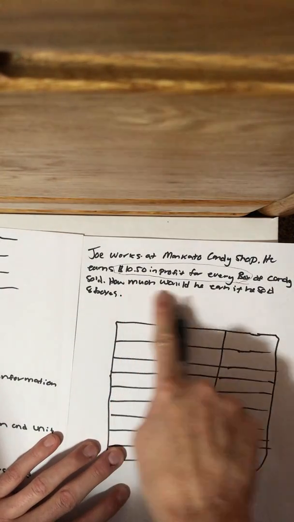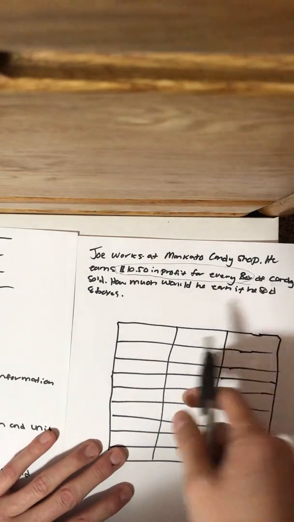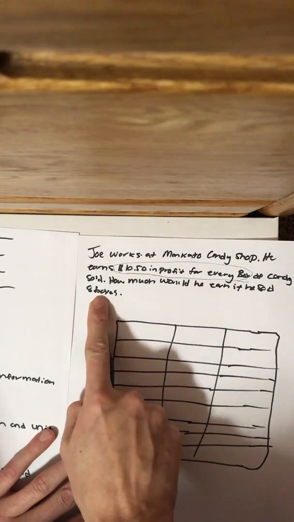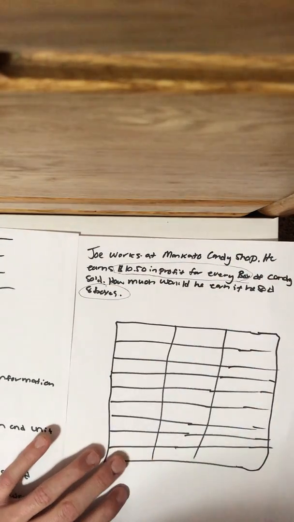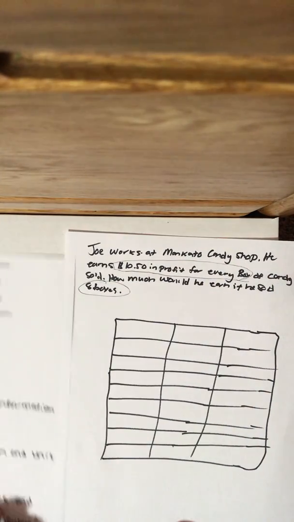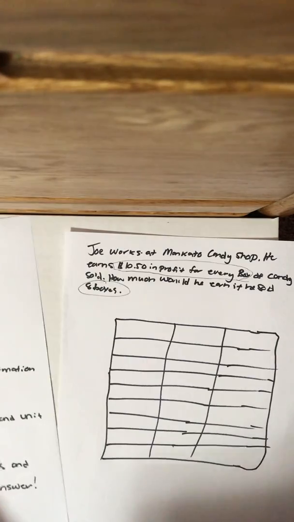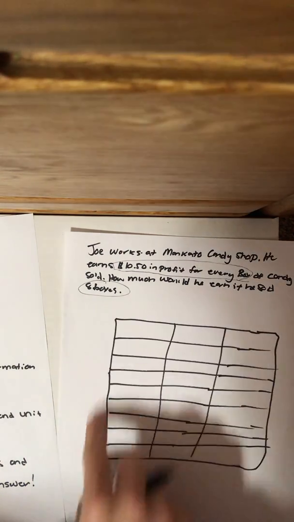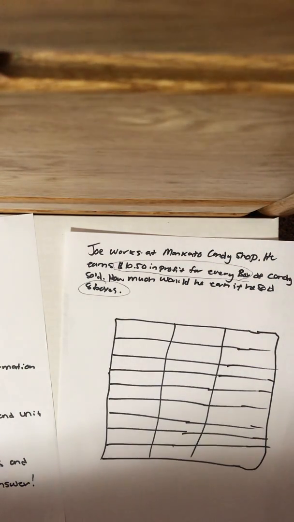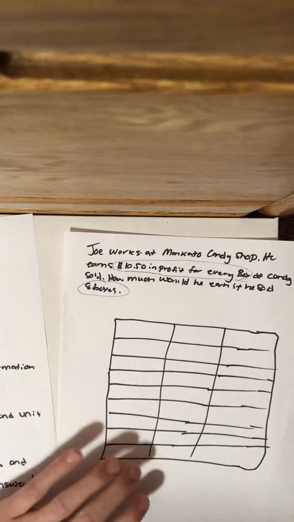And next, it says how much would he earn if he sold 8 boxes. This is also relevant information because we need to know how much he would make if he sold 8 boxes. Next is the D in RIDE, which is determine the operation and unit for the answer. We're going to use the same operation as in the previous problem, which is this little chart we'll use to organize our information. And the units for this one will be kind of the same as the last problem too.